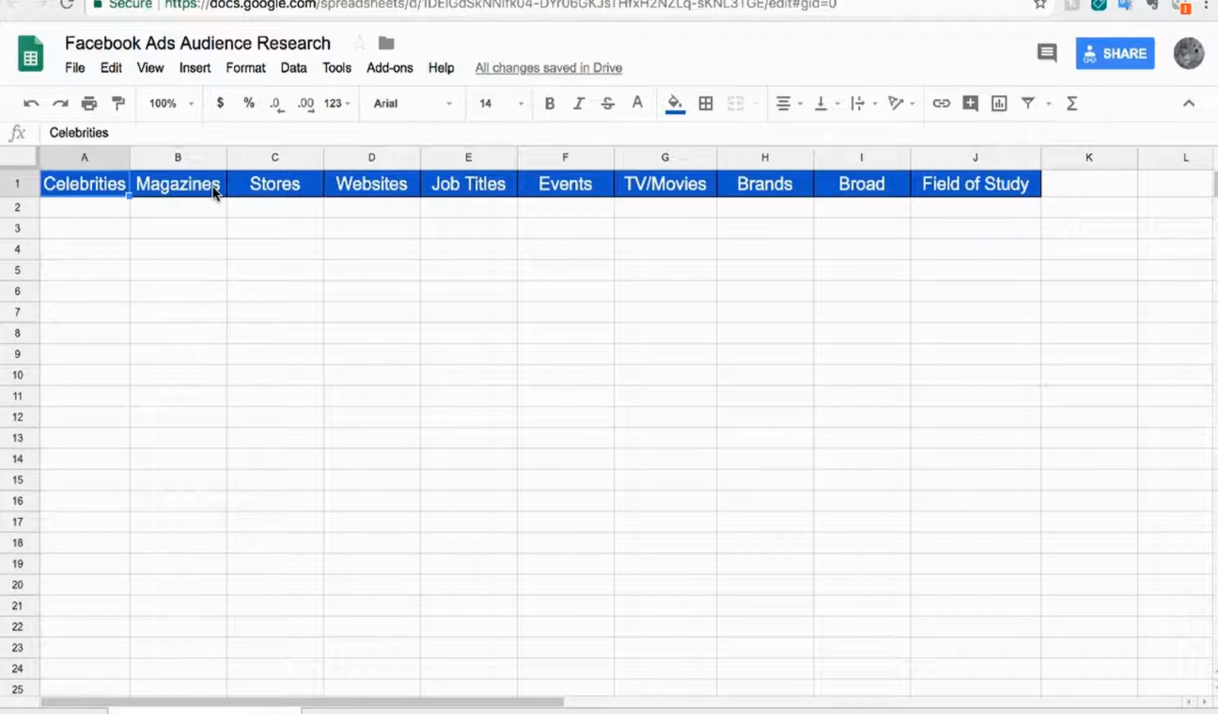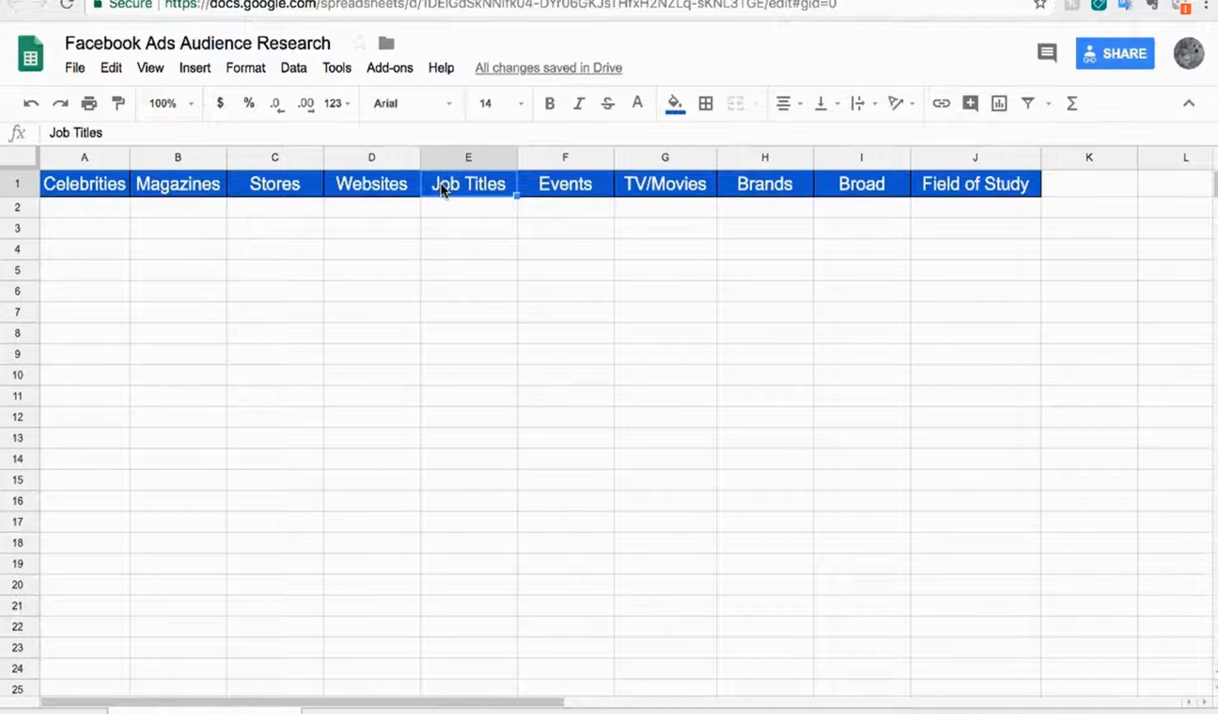There are lots of magazines that also relate to cooking, basically. So we can target people who are the buyers or the fans of the magazine. We can target the stores that sell cooking related products, right? We can find famous websites that are related to selling this product. We can find job titles, basically.